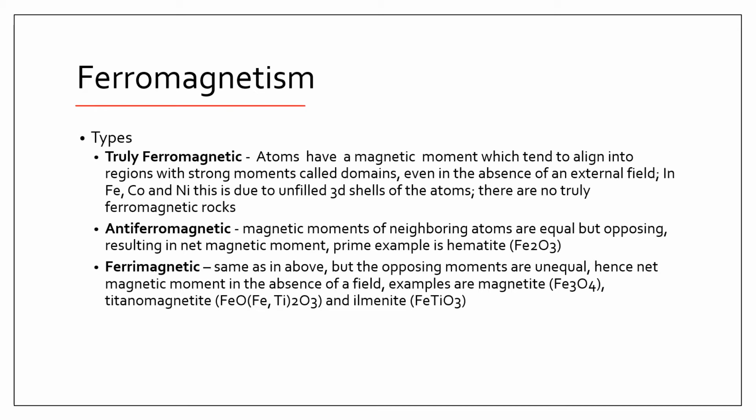Now let's move on. Ferromagnetism. Magnetic minerals or materials have strong interactions with the external magnetic field, and you basically have three types. First is the truly ferromagnetic. But this is basically just a hypothetical rock. Truly ferromagnetic materials are pure iron, cobalt, and nickel materials. But you don't have these materials as rocks, so these only exist as artificial substances.